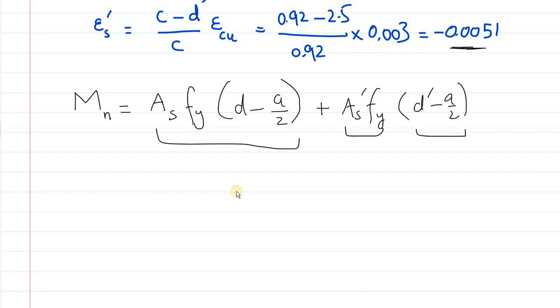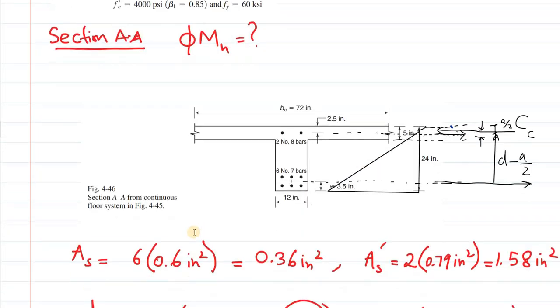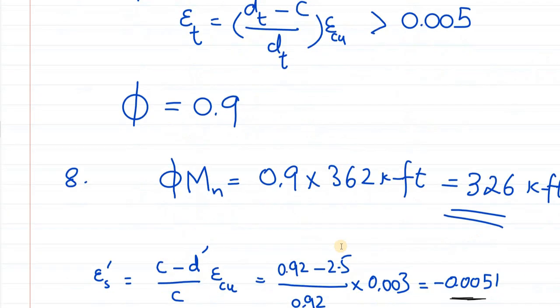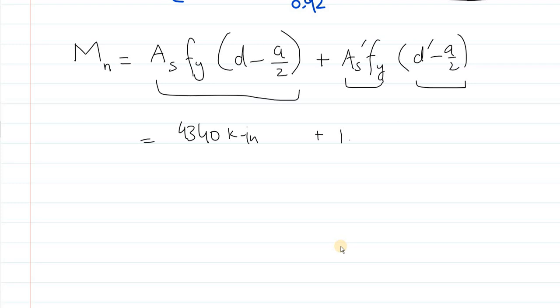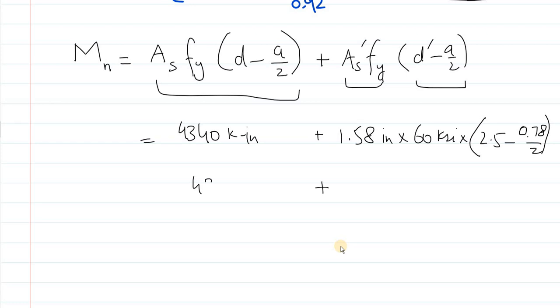This answer we have already calculated. This was, I think, in kip inch, 4340 kip inch, and if you consider this second term, we have two bars of number 8 in this region. Their area was 1.58 inch square. So let me show you how this contribution would look. 1.58 inch square into 60 ksi is the yield strength, and then d prime, 2.5 inch, minus a by 2. This a value is 0.78 divided by 2. So this will remain 4340, and this will become, let me calculate, 200 kip inch.